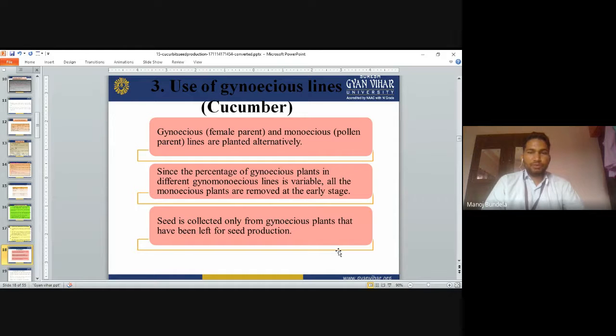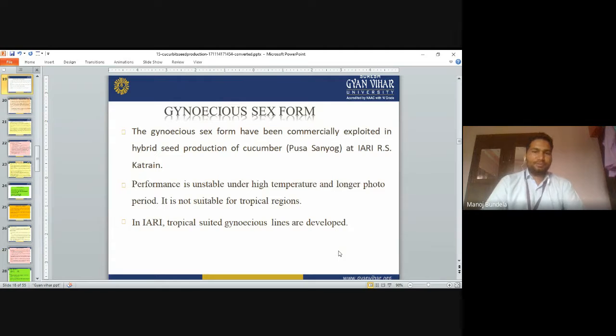Since the percentage of gynoecious plants is variable in different gynomonoecious lines, all the monoecious plants are removed at the early stage. Means at an early time we have to remove all the monoecious plants. Seed is collected only from the gynoecious plants that have been left for seed production. So we will collect the seeds only from the gynoecious female parents.